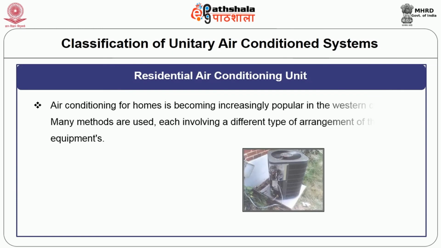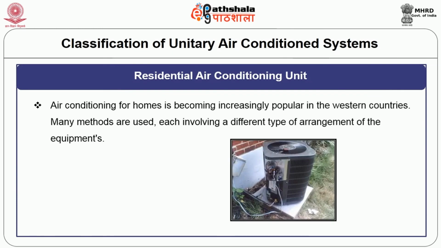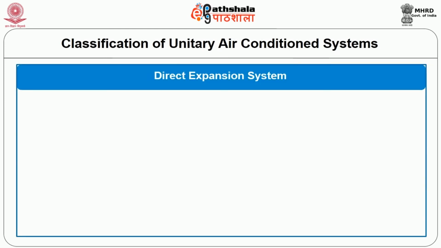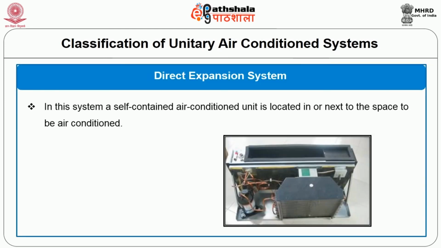Residential air conditioning unit. Air conditioning for homes is becoming increasingly popular in the Western countries. Many methods are used, each involving different types of arrangements of the equipments. Direct expansion system. In this system, a self-contained air conditioning unit is located in or next to the space to be air conditioned. Coming to the conclusion, the uniform temperature in an air conditioned room is a prime requirement of comfort and to identify the efficiency of design of the system.